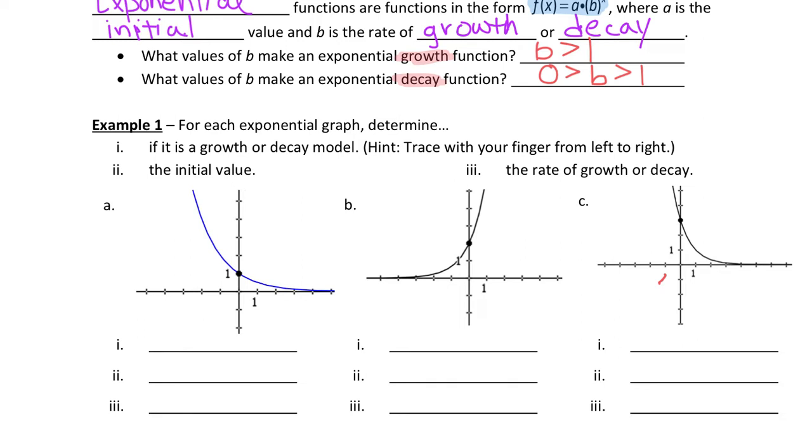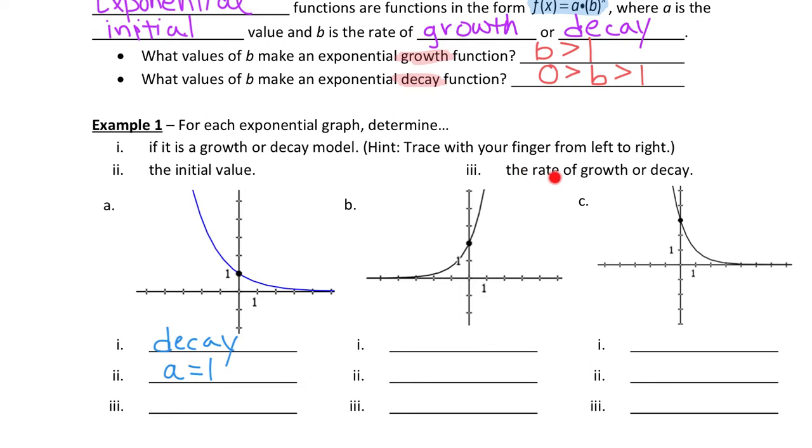For each of these problems, we want to do three things. We want to determine if it's a growth or a decay model, and it gives you a hint to trace with your finger from left to right. So you can see here, if I trace this blue line, it decreases. So that's obviously decay. The next question asks about the initial value, and the initial value is wherever it crosses the y-axis. So our initial value here would be 1.